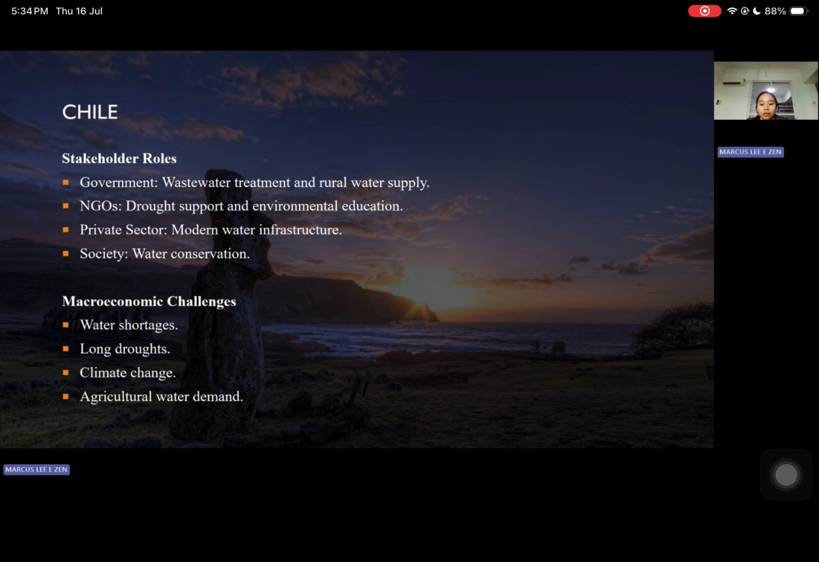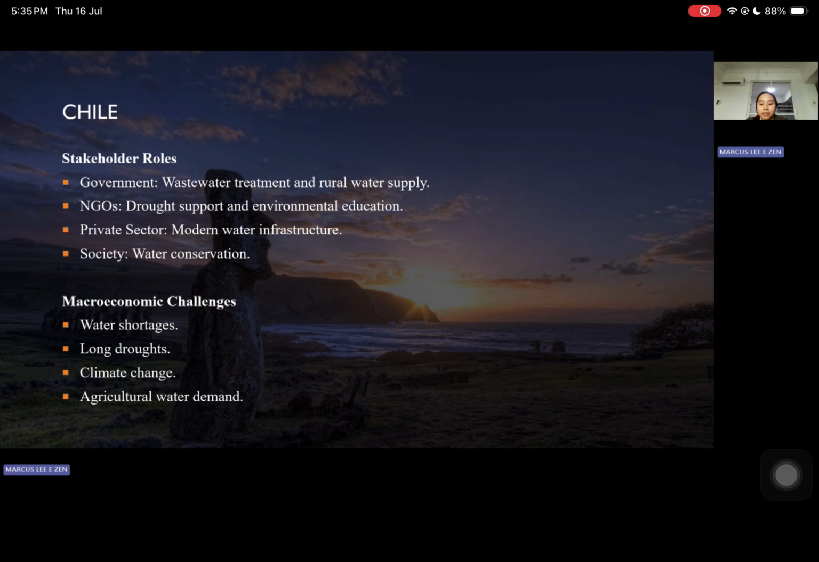Next is Chile. The government supports SDG 6 by investing in wastewater treatment, rural water supply, and sustainable water management policies. NGOs work with communities during droughts and promote environmental awareness. The private sector invests in modern water infrastructure and water-efficient technology.